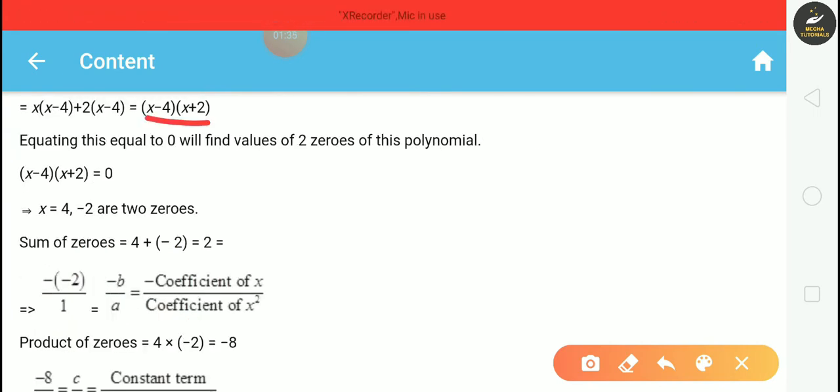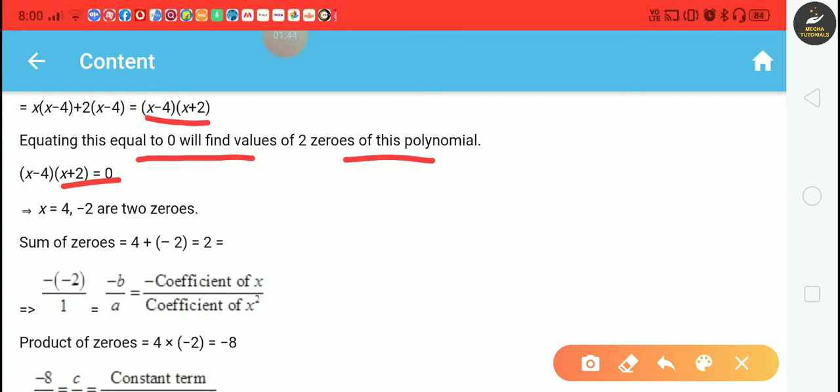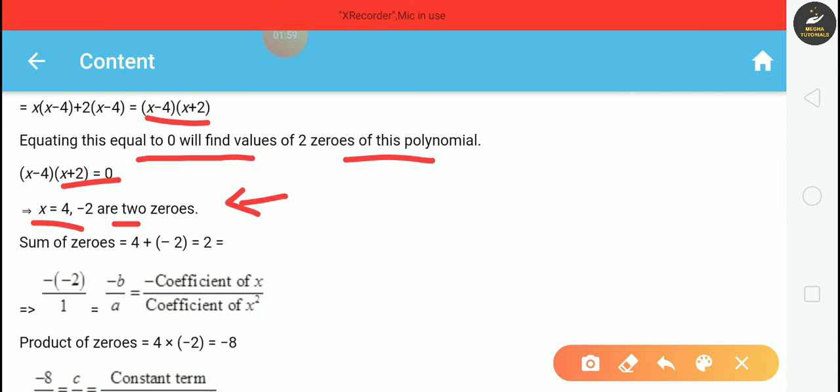Now equating this step with 0 to find the zeros of the given polynomial. So x minus 4 into x plus 2 is equal to 0. It means that x minus 4 is equal to 0 or x plus 2 is equal to 0. So x minus 4 is equal to 0. From that we will get x is equal to 4, and x plus 2 is equal to 0. From this part we will get x is equal to minus 2. So we can say that 4 and minus 2 are the two zeros of the given polynomial.